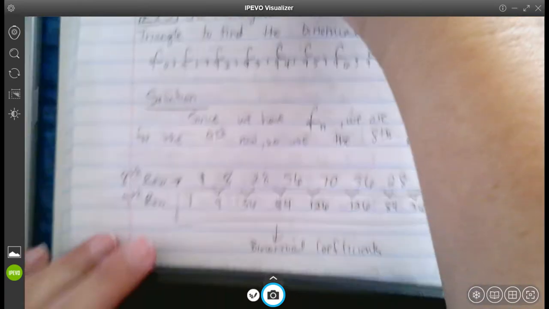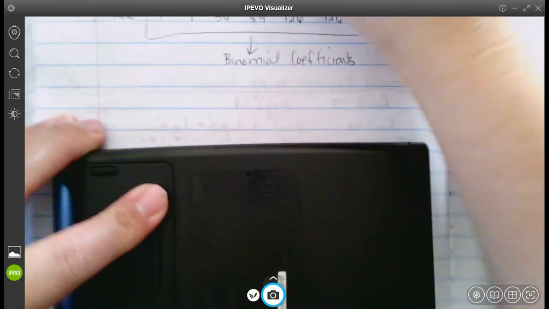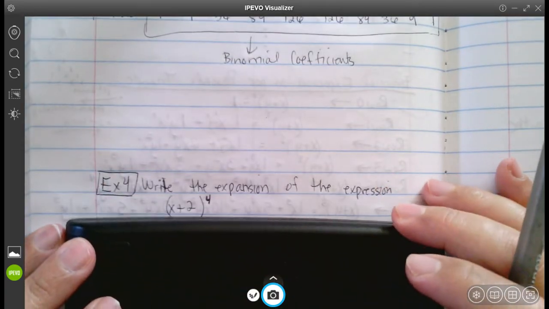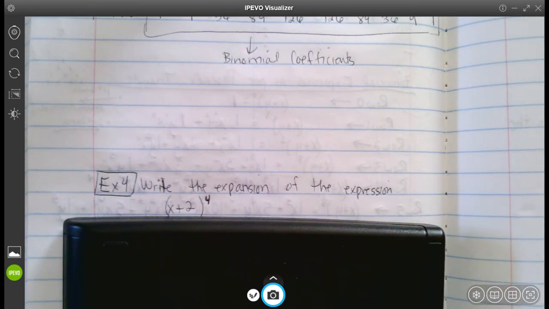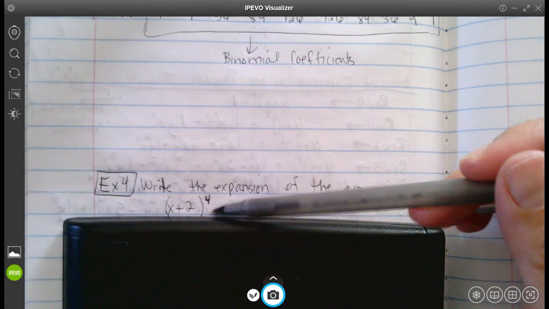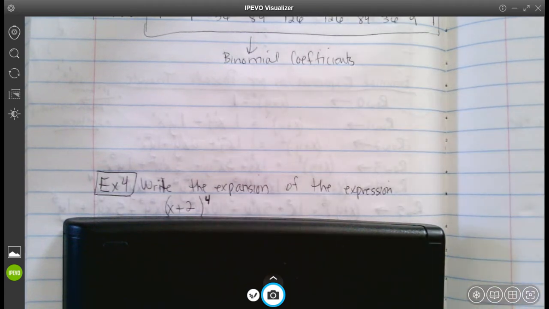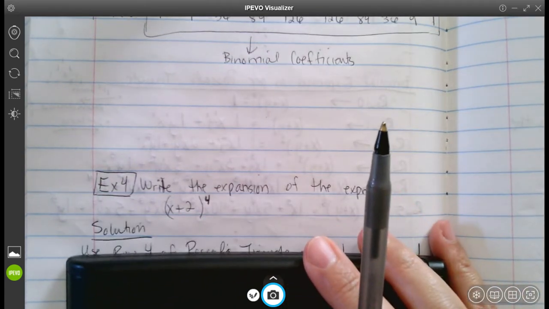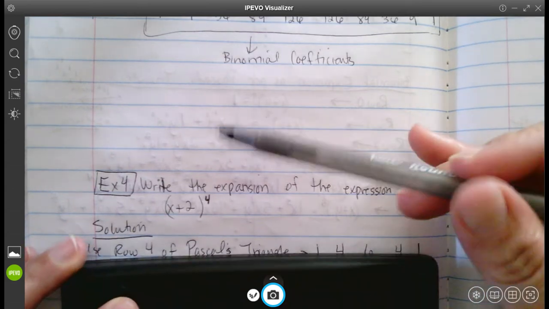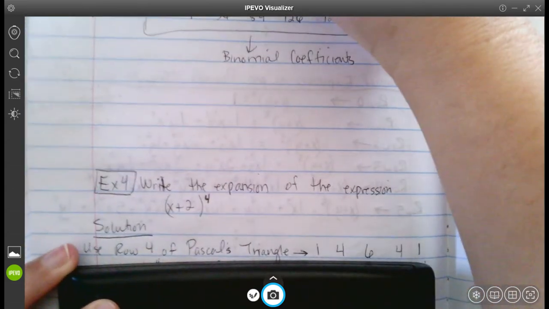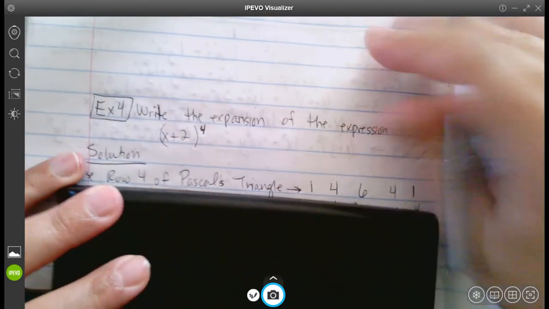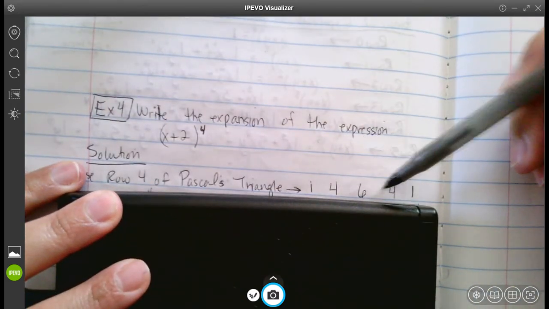Let's look at the next one. I believe it's a similar problem. It says write the expansion of the expression. So in this one, we're actually going to write out what this would look like using Pascal's triangle. So how do we do that? Well, here's the solution. Since it's to the fourth power, we're going to use row 4 of Pascal's triangle. And row 4 is basically 1, 4, 6, 4, 1.